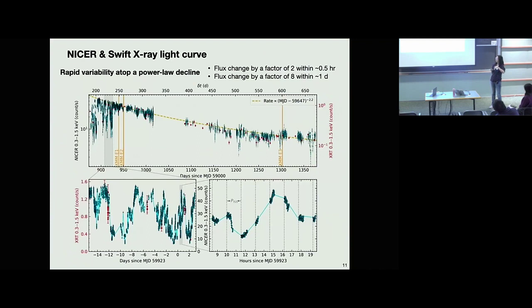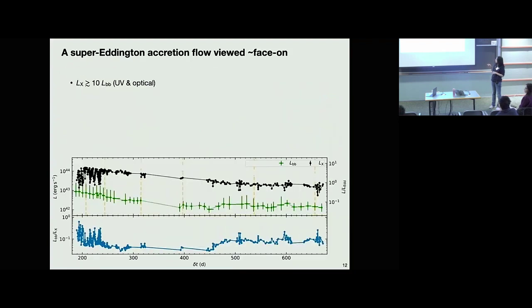So by fitting the time-resolved XRT and NICER observations, we measured the X-ray luminosity, which is shown in black, and in comparison, we're showing the UV and optical black body luminosity in green. And if you do the ratio, you will see that the X-ray is, for most of the time, more than an order of magnitude brighter than the UV and optical black body, except maybe during times of the strong X-ray dips.